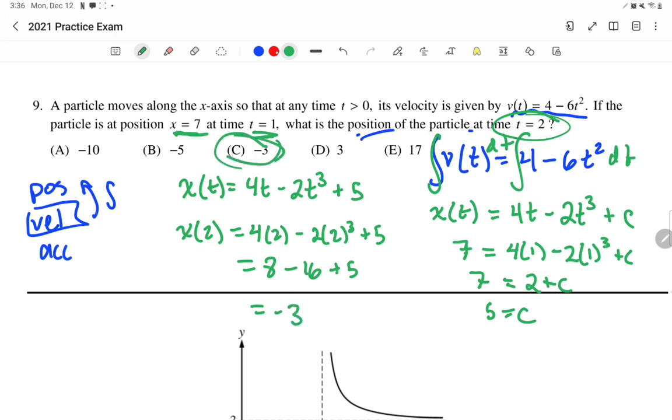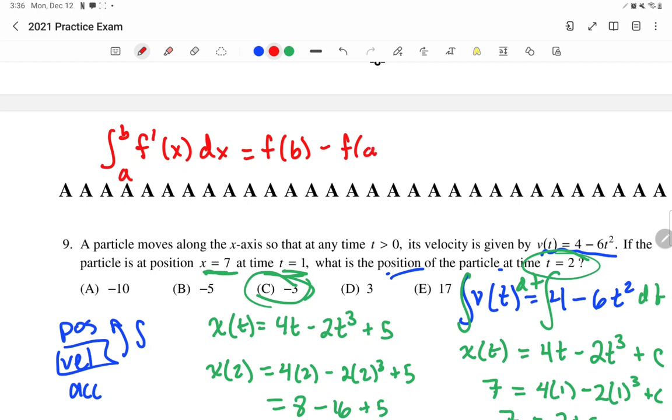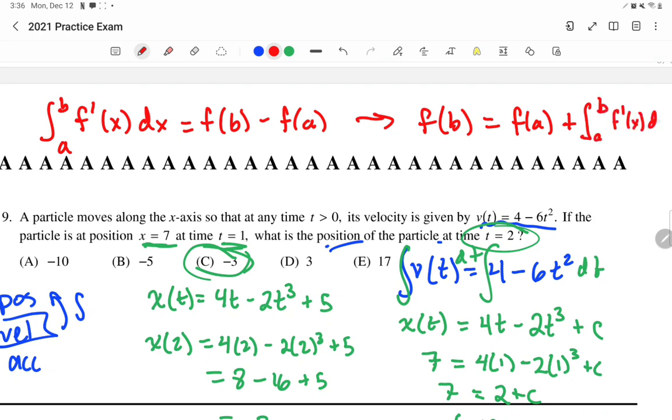There is an alternate way to do this. We'll learn this a lot more next semester, but it's basically an alternate form of FTC. So the integral from a to b of f prime of x dx is equal to f of b minus f of a. So there's an alternate form which basically adds the f of a over, and then you just switch sides. So f of b equals f of a plus the integral from a to b of f prime of x dx. And you can use this with position and velocity.